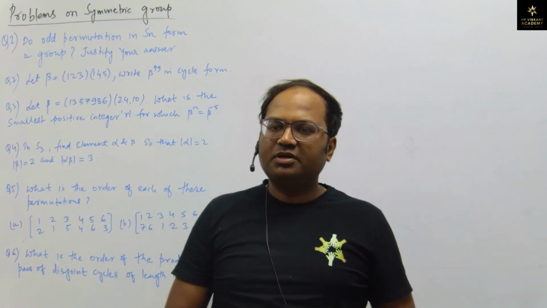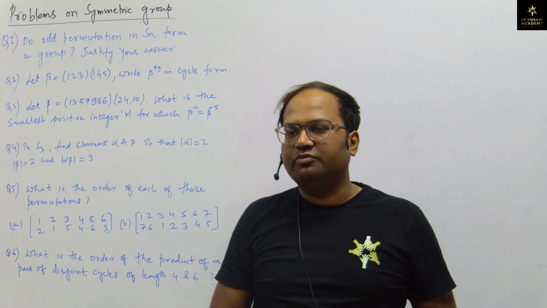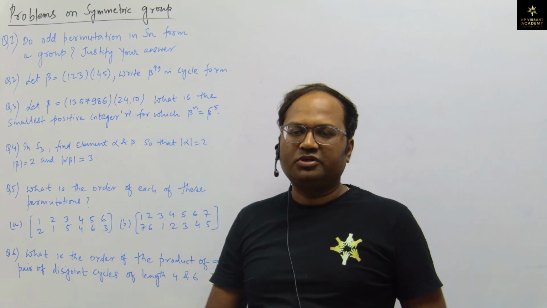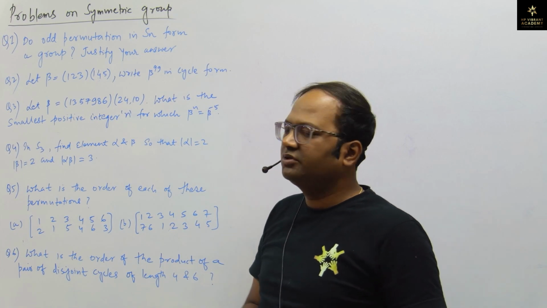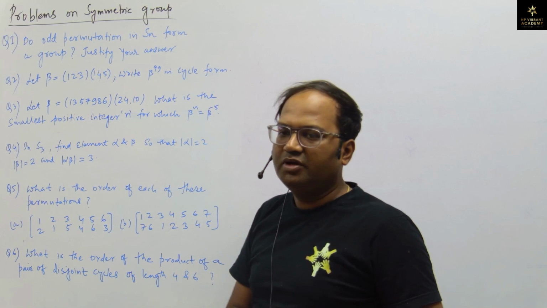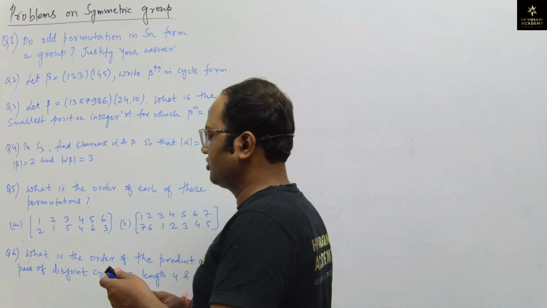In the last lecture, we completed the discussion on the alternating group. So in this particular lecture, we will discuss the problems on the symmetric group. So let's start our discussion. What is given in question number 1 is: do odd permutations in a symmetric group form a group? Okay, so let us start our discussion.